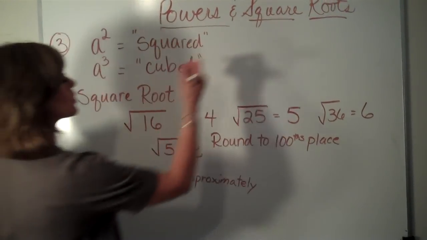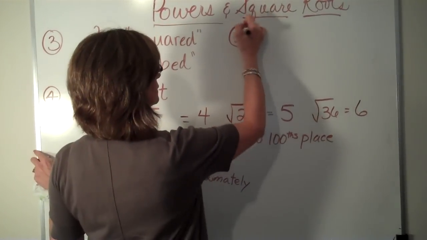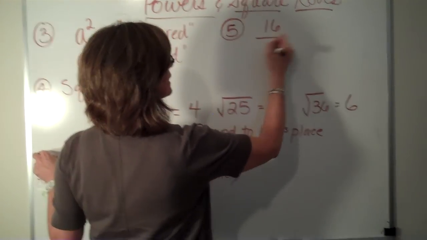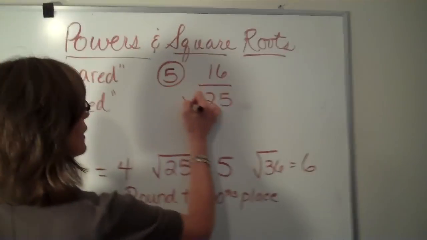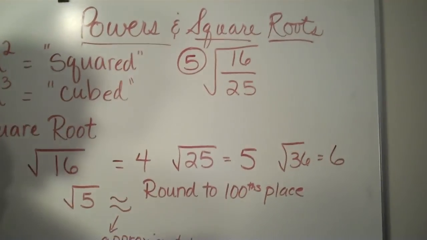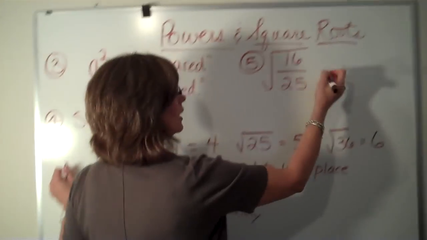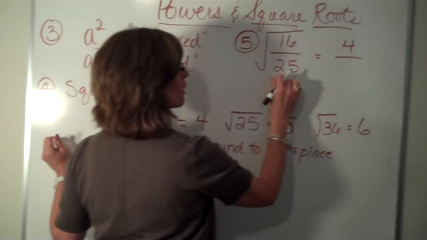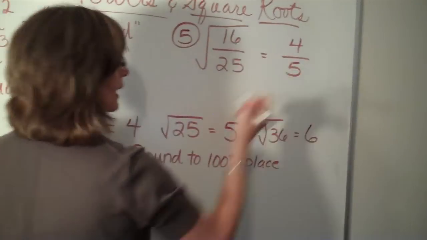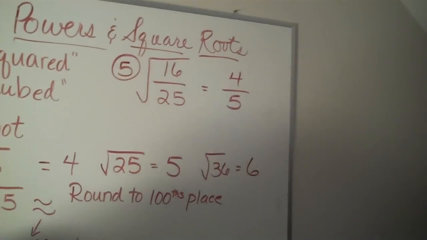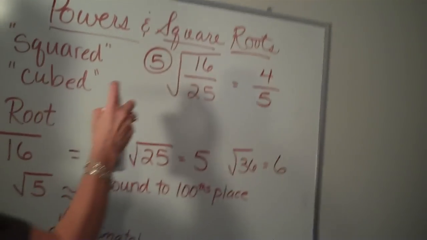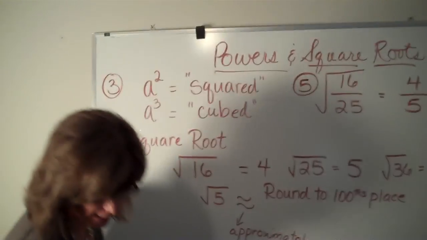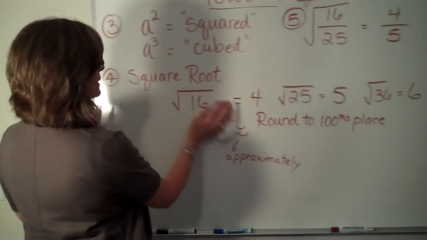Sometimes you're going to have the square root of a fraction. So let's say I have 16 over 25, and I want to know what the square root of that is. Well, I do the square root of 16, I get 4, and the square root of 25, and I get 5. So it would be 4/5.